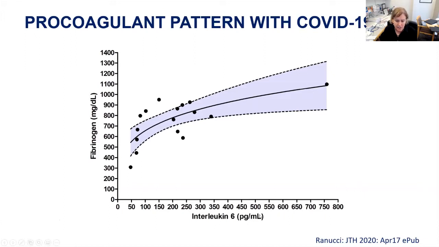As IL-6 levels rise, fibrinogen levels also rise. We all are aware that fibrinogen is an acute phase reactant. COVID-19, or SARS-CoV-2, does nothing different in terms of inflammation and elevation of procoagulant proteins.